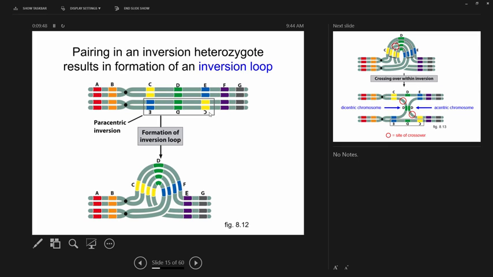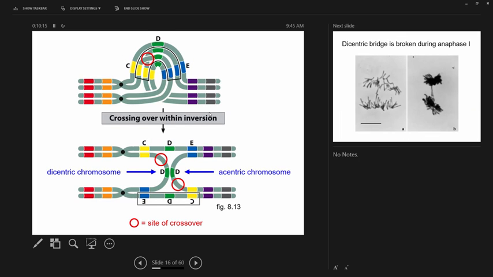If you get crossing over and recombination anywhere outside the region that's inverted, so anywhere from here to the left or from here to the right, there's no problem because you're just exchanging this piece of this chromatid with this piece of that one, or the part that has the F and G here with the part that has the F and the G over there. No big deal, right? The problem is when you get a recombination that happens after crossing over within the inversion.